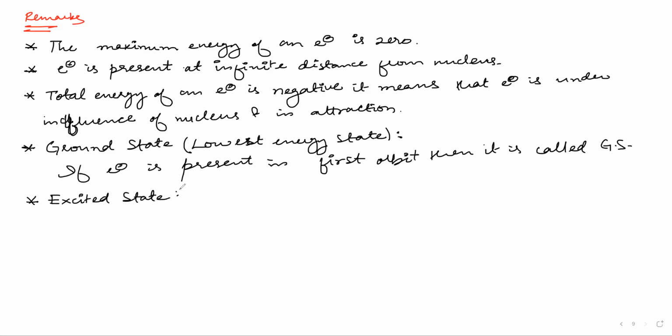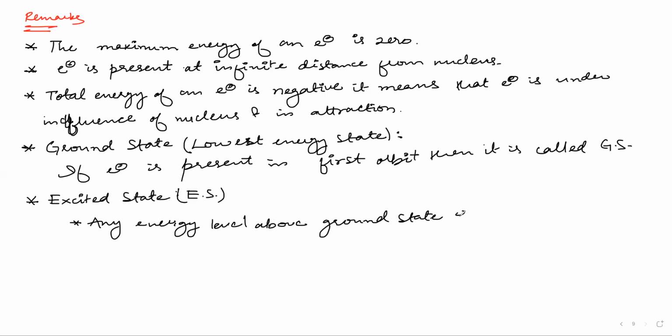So excited state, we write this as ES. Any energy level above the ground state is excited state. Okay, any energy level above the ground state is excited state. It is what? It is excited state. Got it?